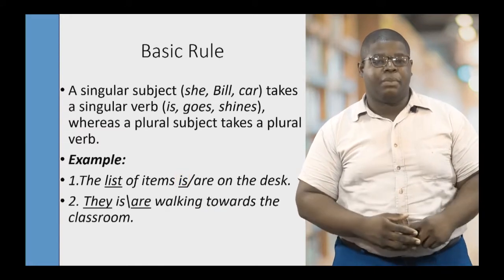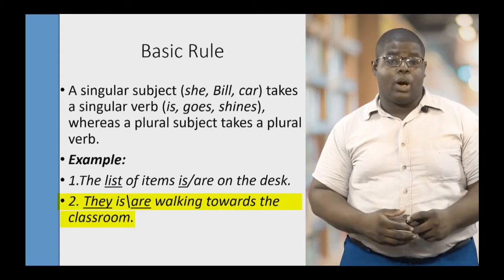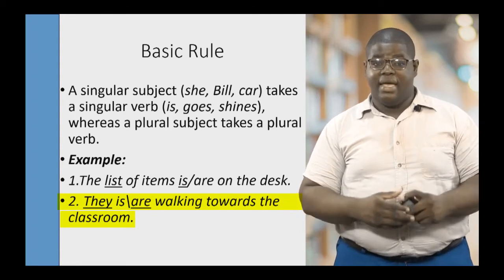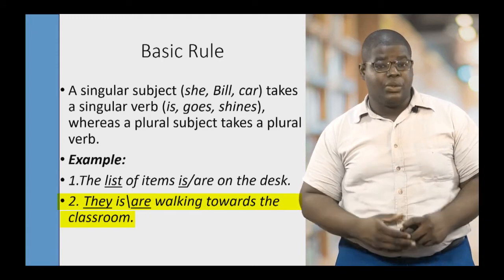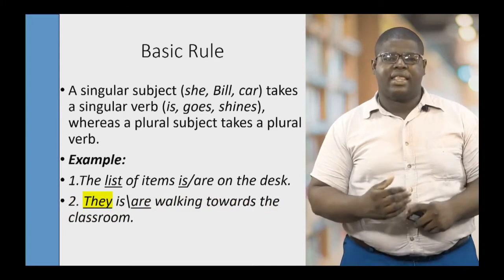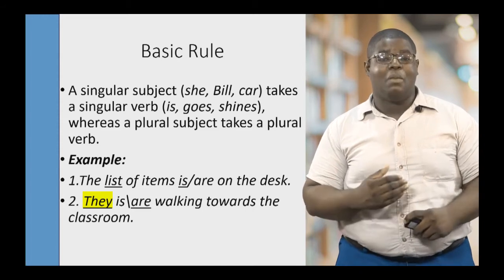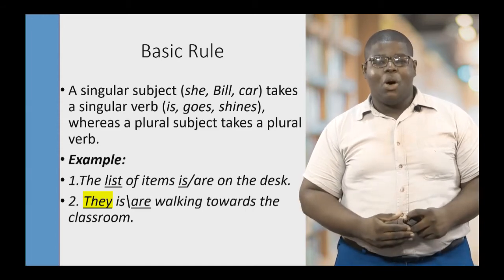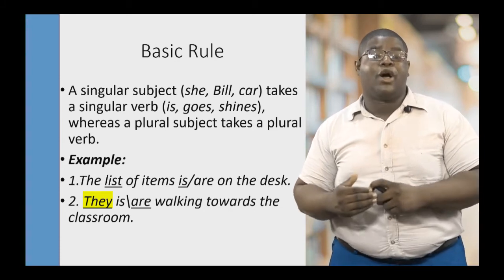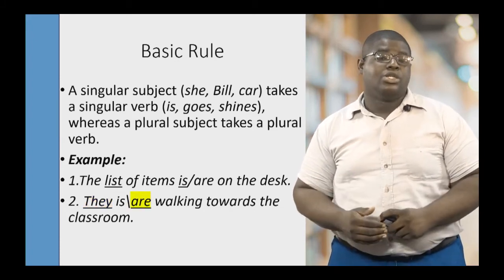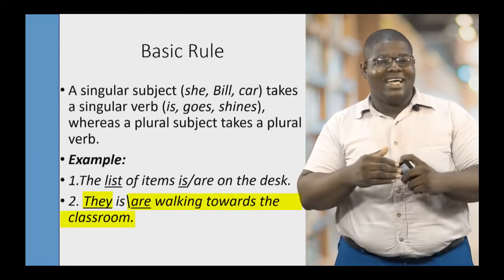Let's look at another example. They is or are walking towards the classroom. Now we have the subject they. Is this subject singular or plural? It's plural, talking about more than one. So the plural subject, as the basic rule states, must what? Take the plural verb. So in this case, it's going to be are. So the sentence would read, they are walking towards the classroom.